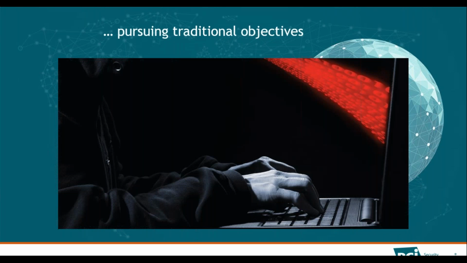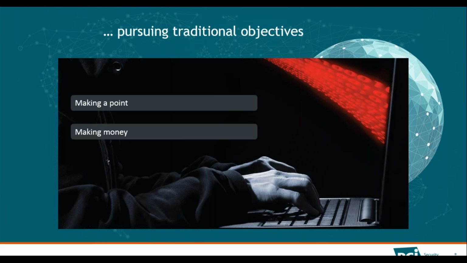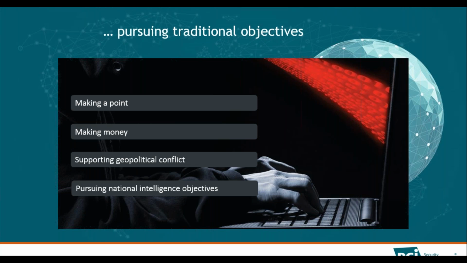Then what are the traditional objectives? Making a point becomes a major thing for these hackers. Making money and supporting geopolitical conflict. That's what we see in India, Indians hacking Pakistani government websites and those hacking our government websites. Both, rather, India has something to a very high extent, but still not really enough. And of course, pursuing national intelligence objectives, like we've seen happening with Russia, China, India, and so on. The cross-border intelligence hacking continues.